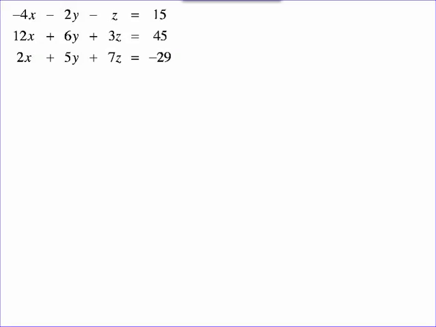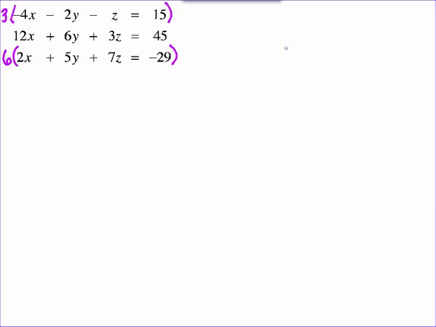The z? Okay. I would probably take the x. Reason being, you've got 2, 4, and 12, right? What's the smallest number 2, 4, and 12 all go into? 12. So I'm going to multiply the top equation here by a 3. I'm going to leave the middle equation alone, and I'm going to multiply the bottom equation by a 6.